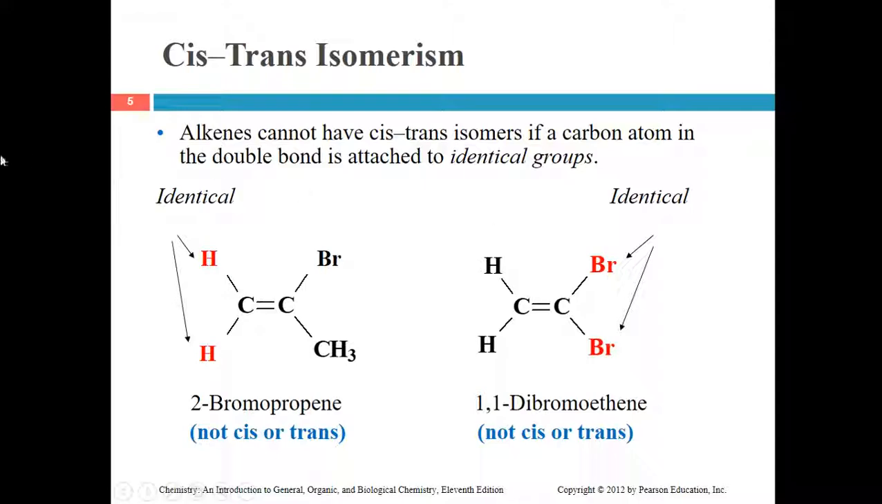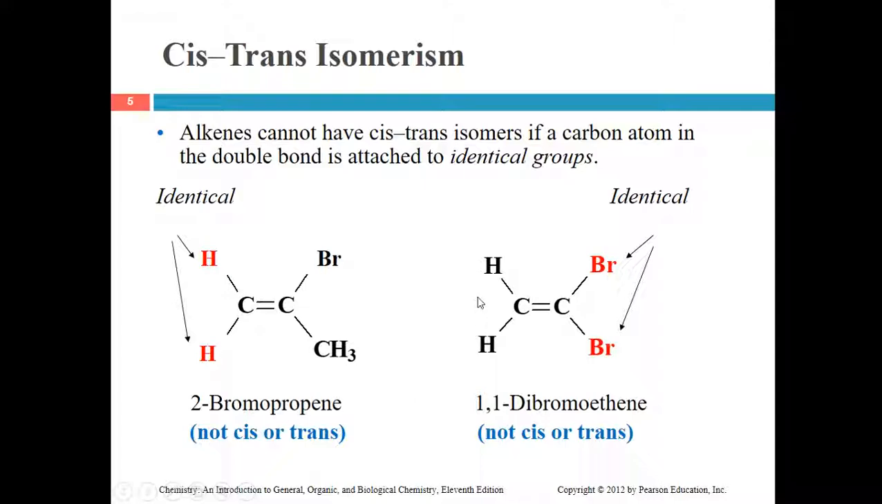Now, let's learn when things are not cis and when they're not trans. Well, if on a particular carbon of the double bond, the same group is attached for both of the things hanging on to this particular carbon, if they're identical, then you can't have cis and trans. Why? Because you could switch this the other way and it would be the same. So you can't have cis or trans if the items attached to one of the carbons of the double bond are identical. So this is not cis or trans.